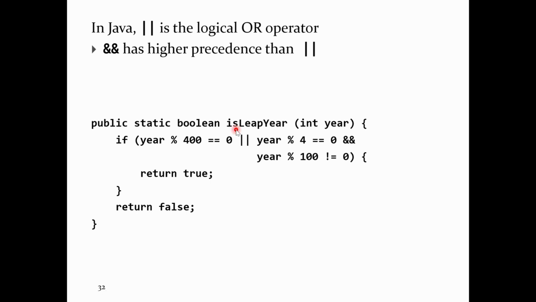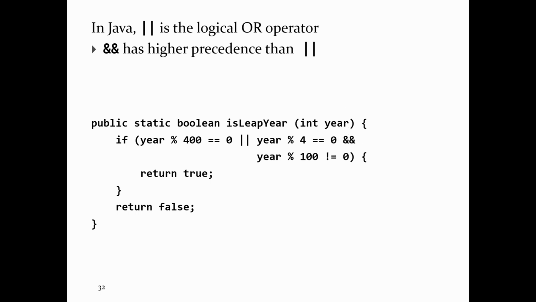So here I'm writing a method that takes in an integer year and checks whether or not it's a leap year. Most people think that a year is a leap year if it's divisible by 4, and that's not completely true. A year is a leap year if it's divisible by 400, or if it's divisible by 4 and not divisible by 100.